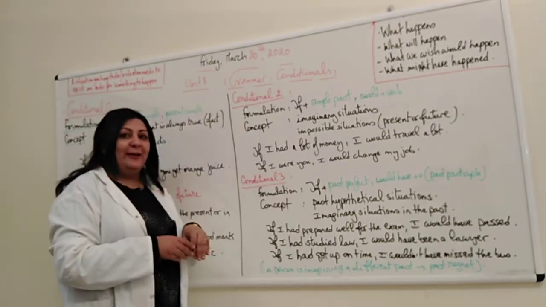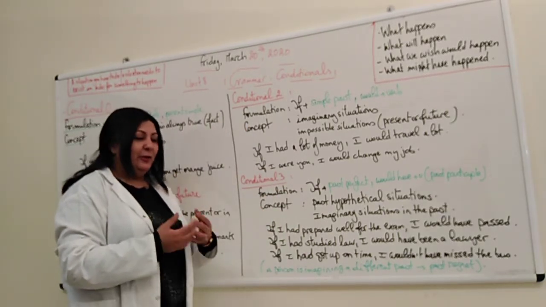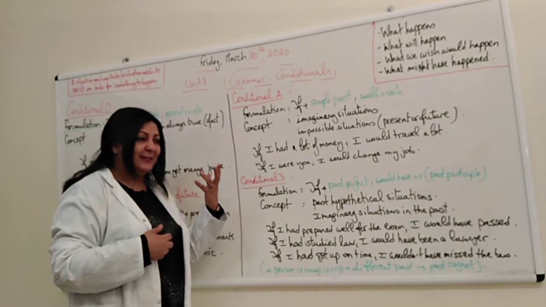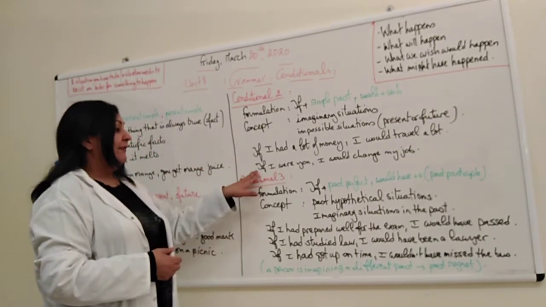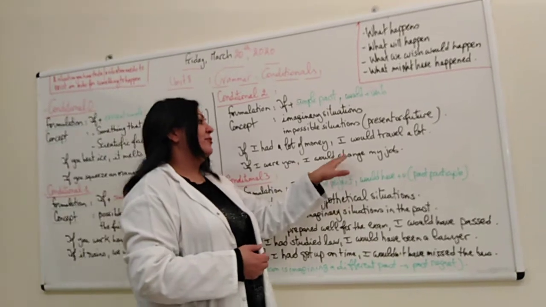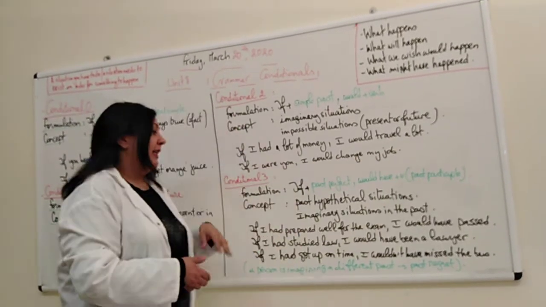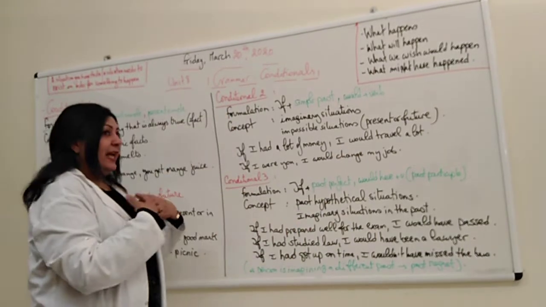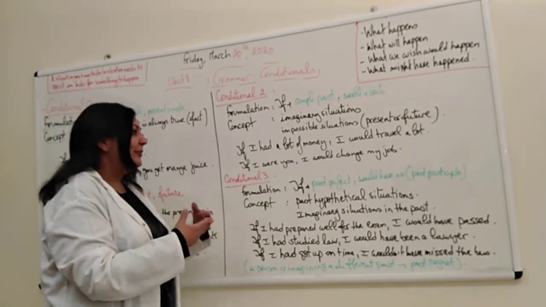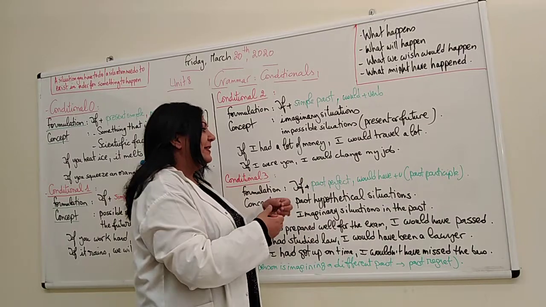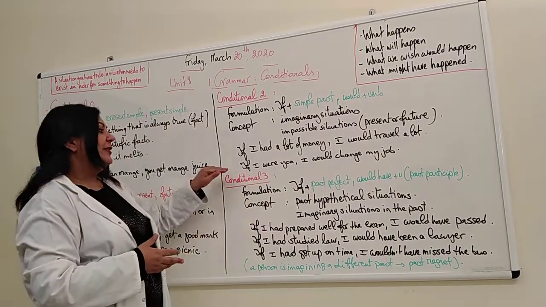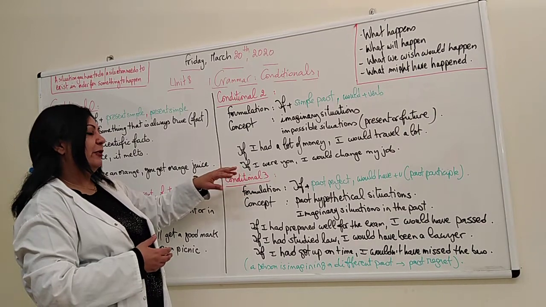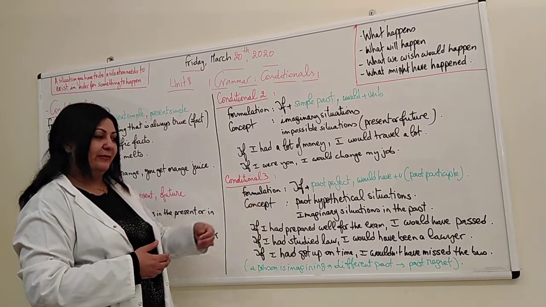I'm talking right now. Do I have a lot of money? Of course, I don't have a lot of money, but I'm just imagining things. Number 2, if I were you, I would change my job. So of course I'm not you, so I don't have the possibility to change my job. We use this type of sentence whenever we want to give advice to someone.